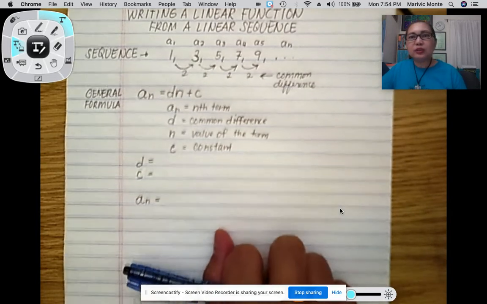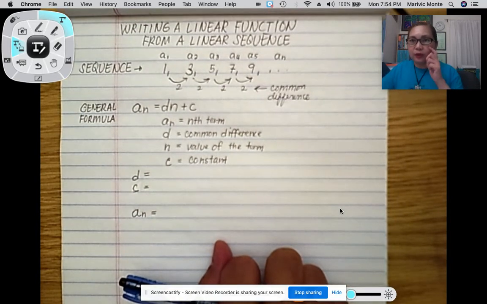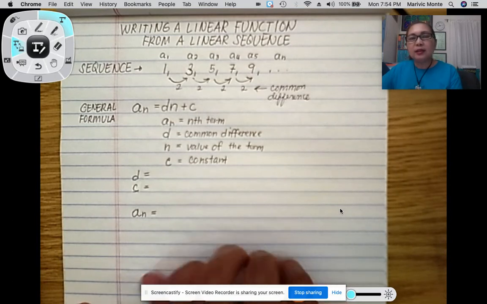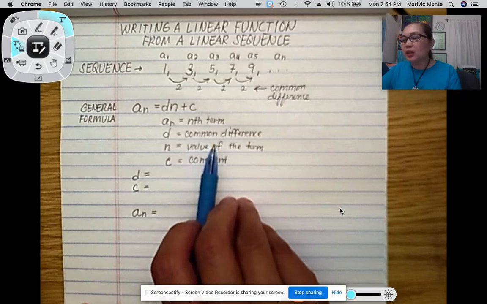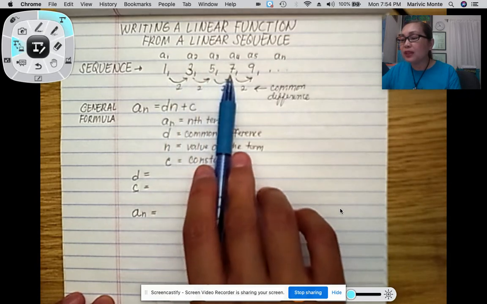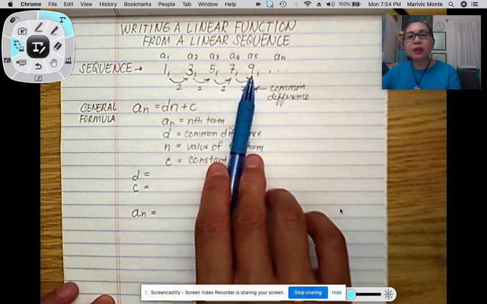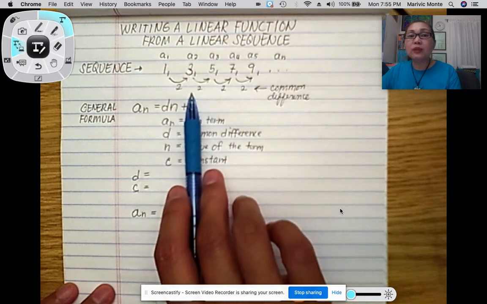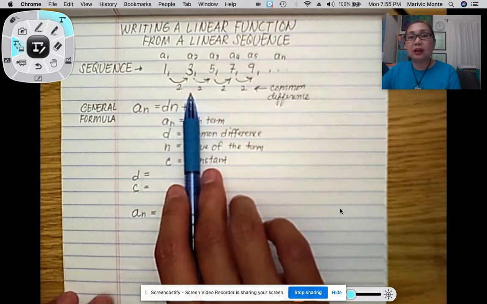Hi everyone. So this will serve as a review of a previous lesson that we have discussed about writing a linear function from a linear sequence. So if you have a sequence composed of 1, 3, 5, 7, and 9, the first step would of course be to find out whether the sequence is really exhibiting a linear relationship.